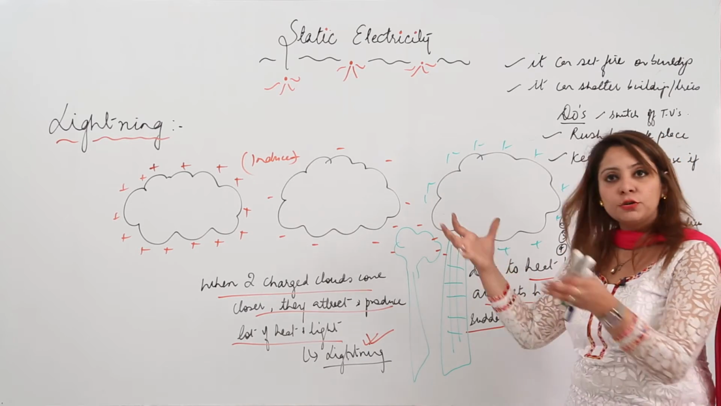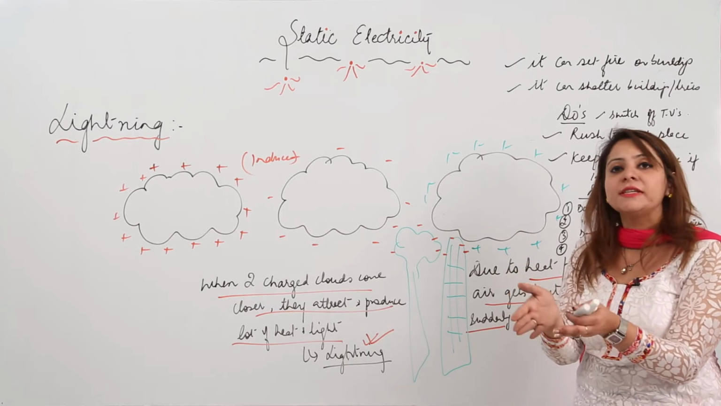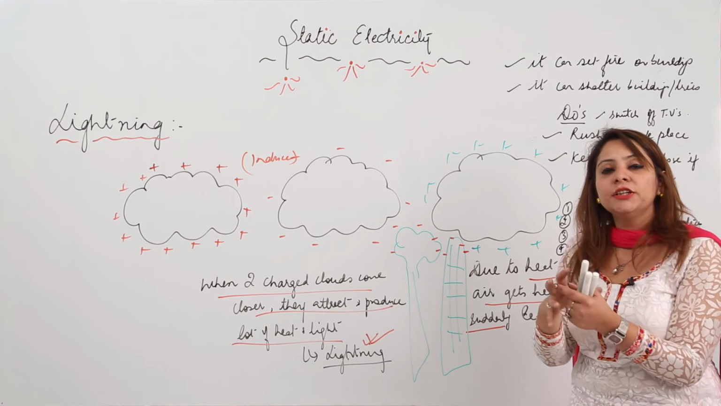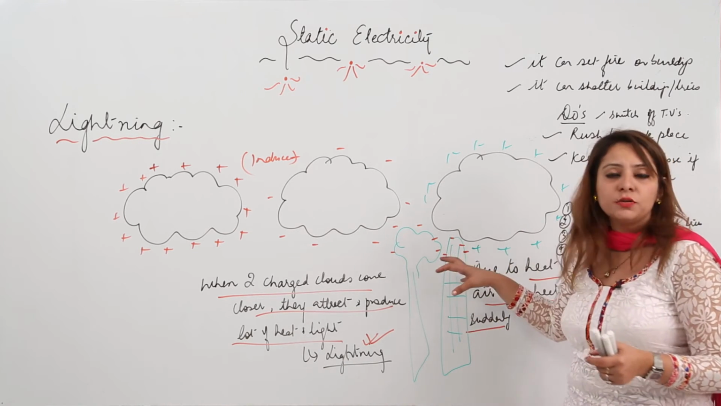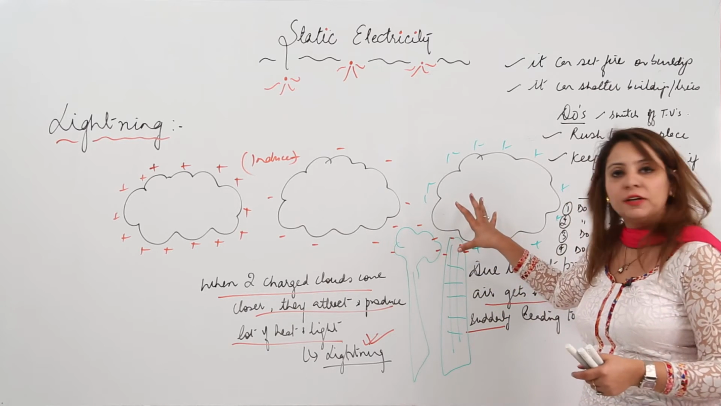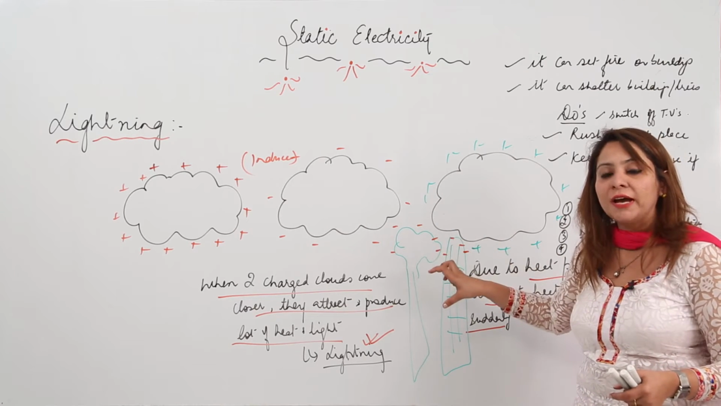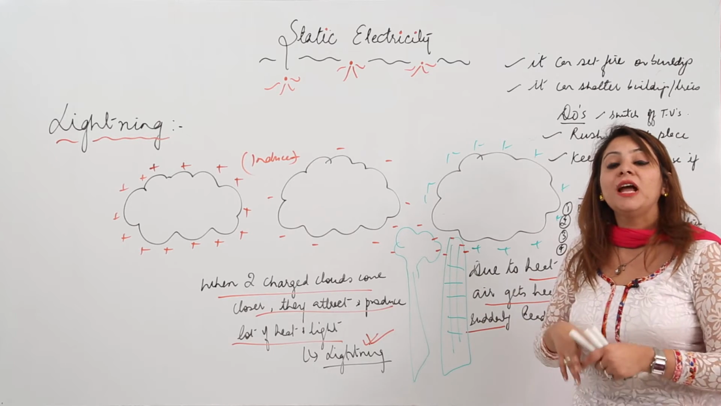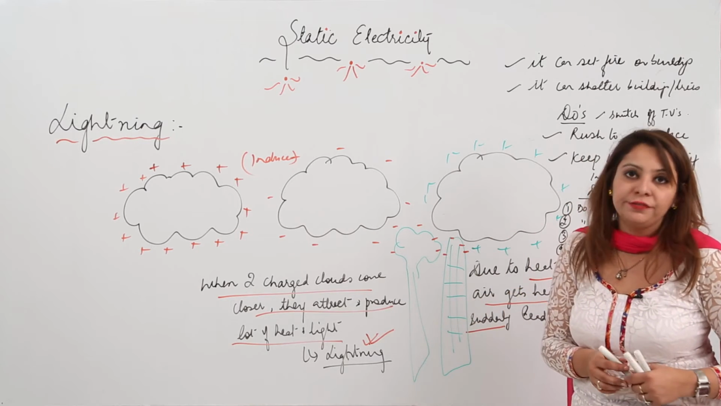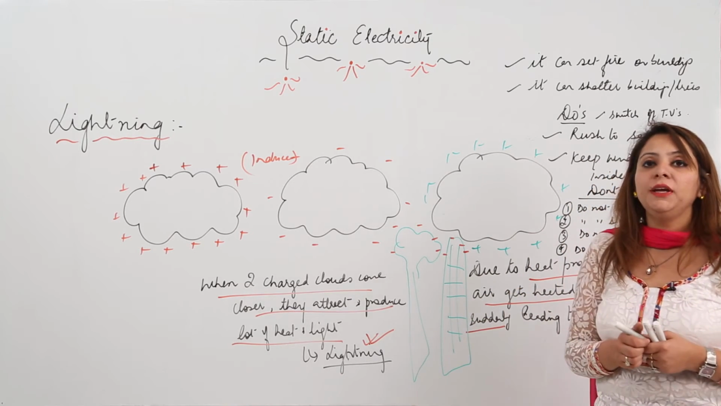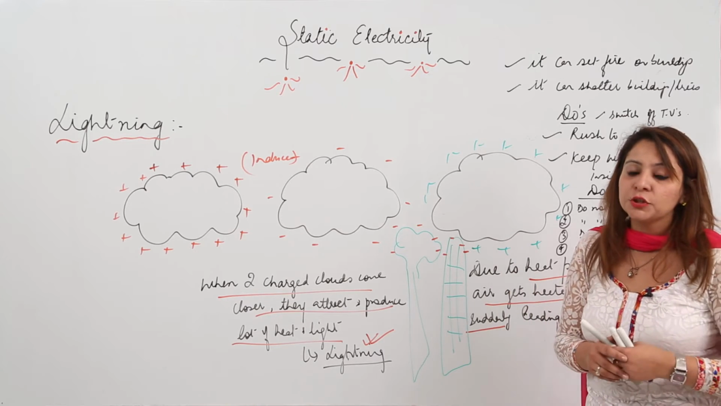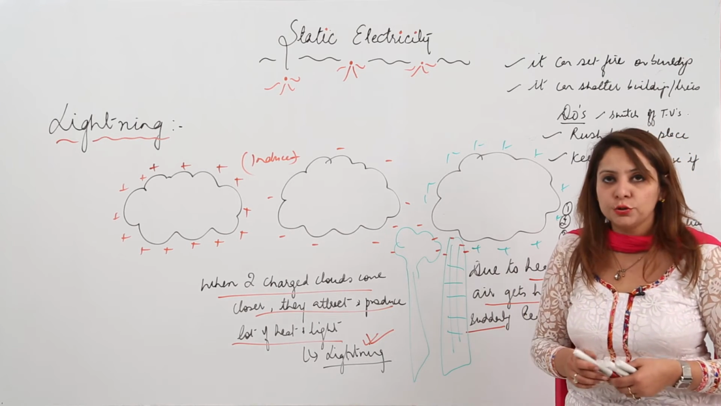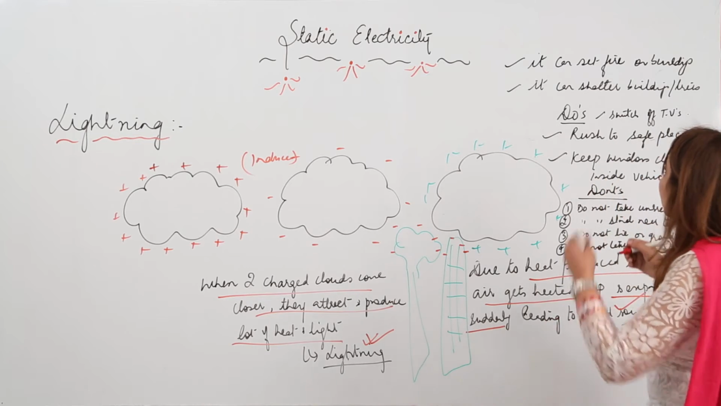Because the charge is induced, so obviously it is opposite. So due to the induction, the charge which is produced in the building attracts, and due to the attraction, it will lead to the production of large heat and light, which can lead to fire also. So you need to be very careful during a thunderstorm. There are certain do's and don'ts which you need to follow during the thunderstorm.